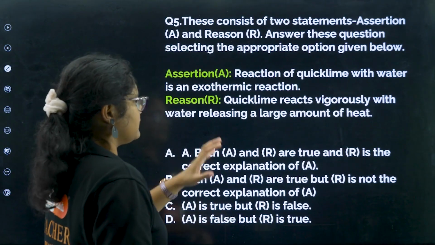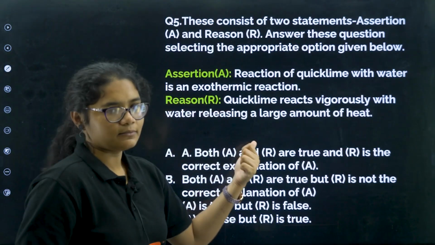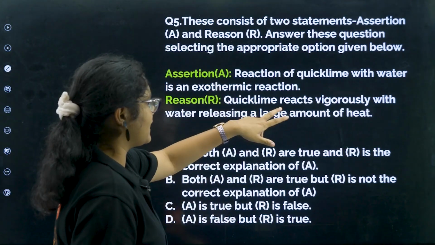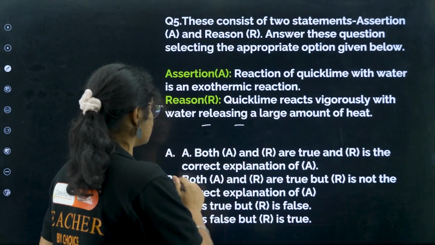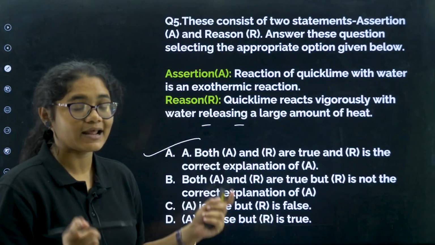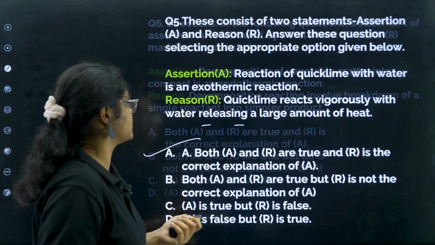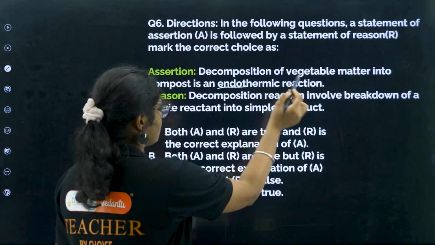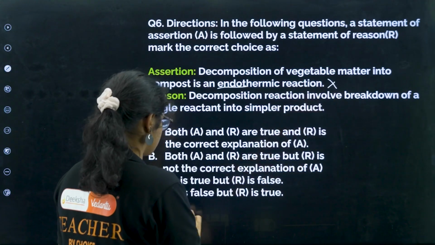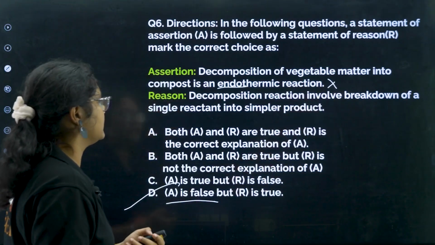Assertion reason: reaction of quicklime with water is an exothermic reaction. Yes, that is correct. Quicklime reacts vigorously with water releasing a large amount of heat. Yes, it is a correct reason. So both assertion and reason are correct, and the reason is the correct explanation. So option number A. Next, decomposition of vegetable matter is endothermic? No, it is exothermic. So the assertion is false. That is option number D here.